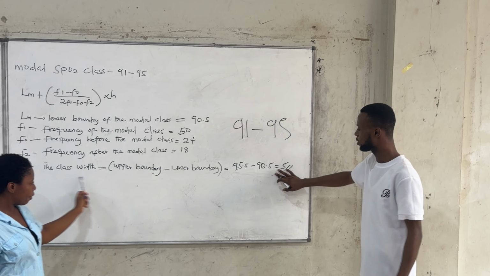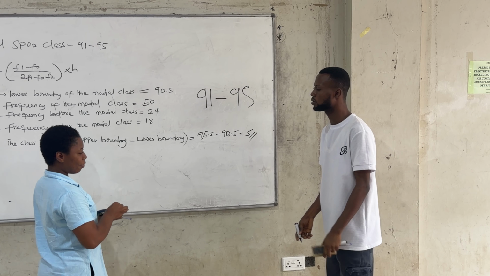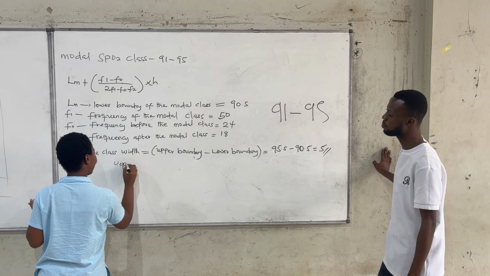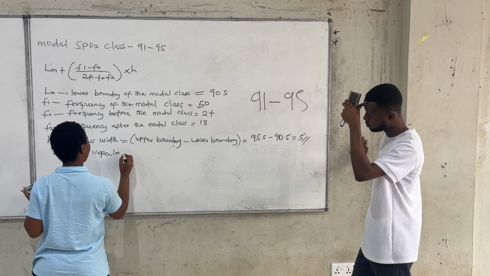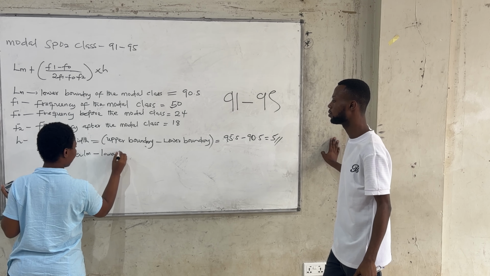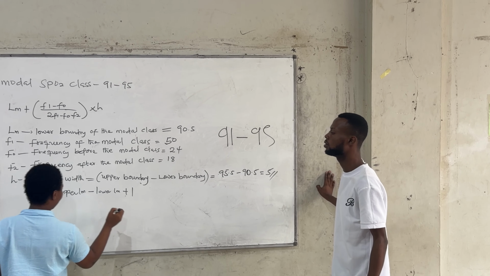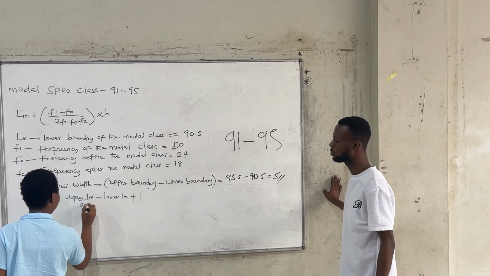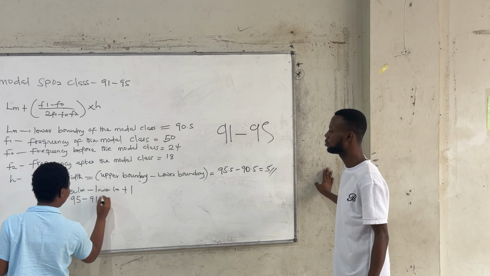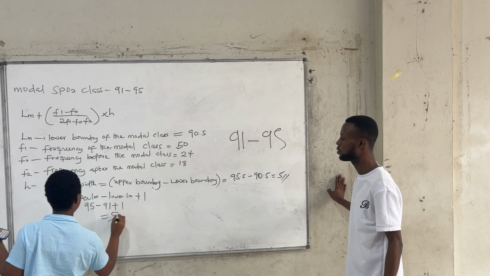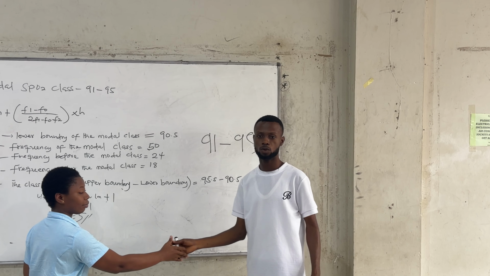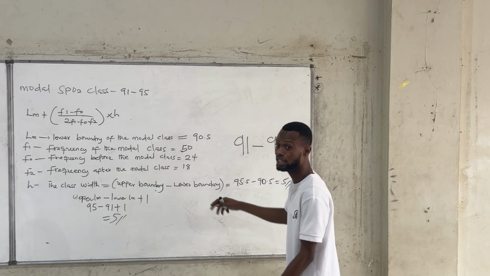So then you use this formula to get the width. The other formula is upper limit minus lower limit plus 1. So the upper limit is 95 minus lower limit 91 plus 1, which gives 5. So it's a different approach, the same answer.